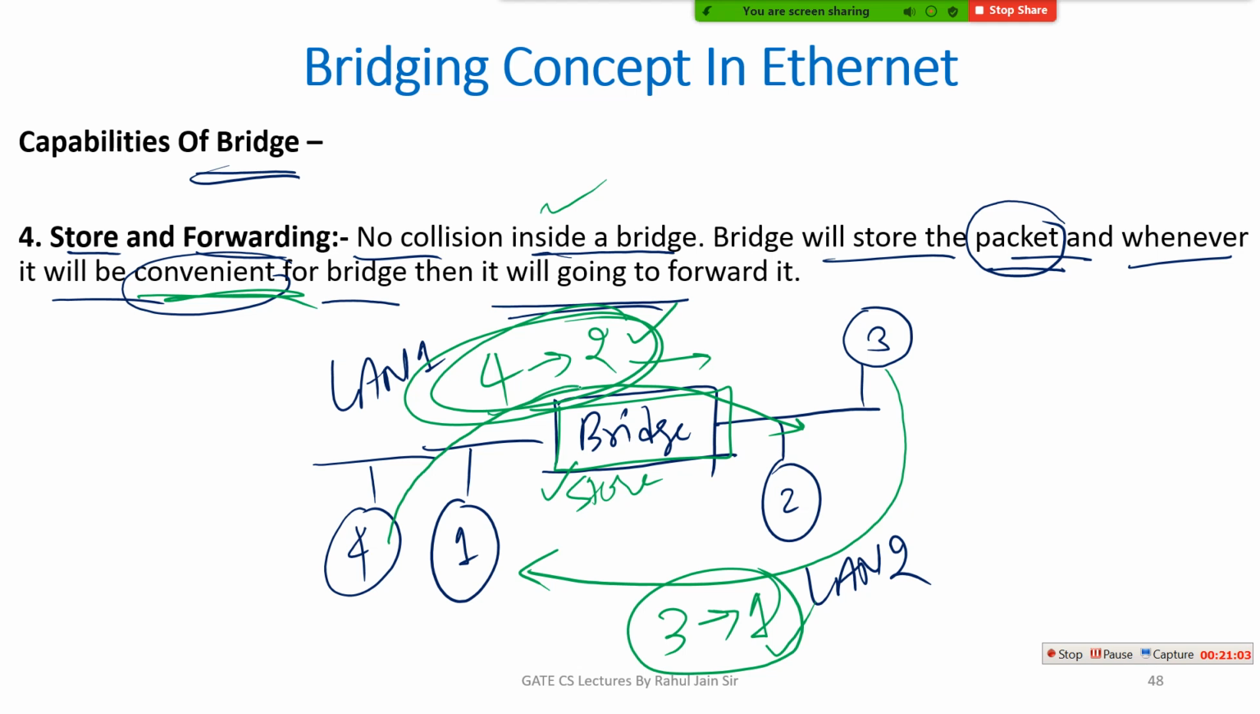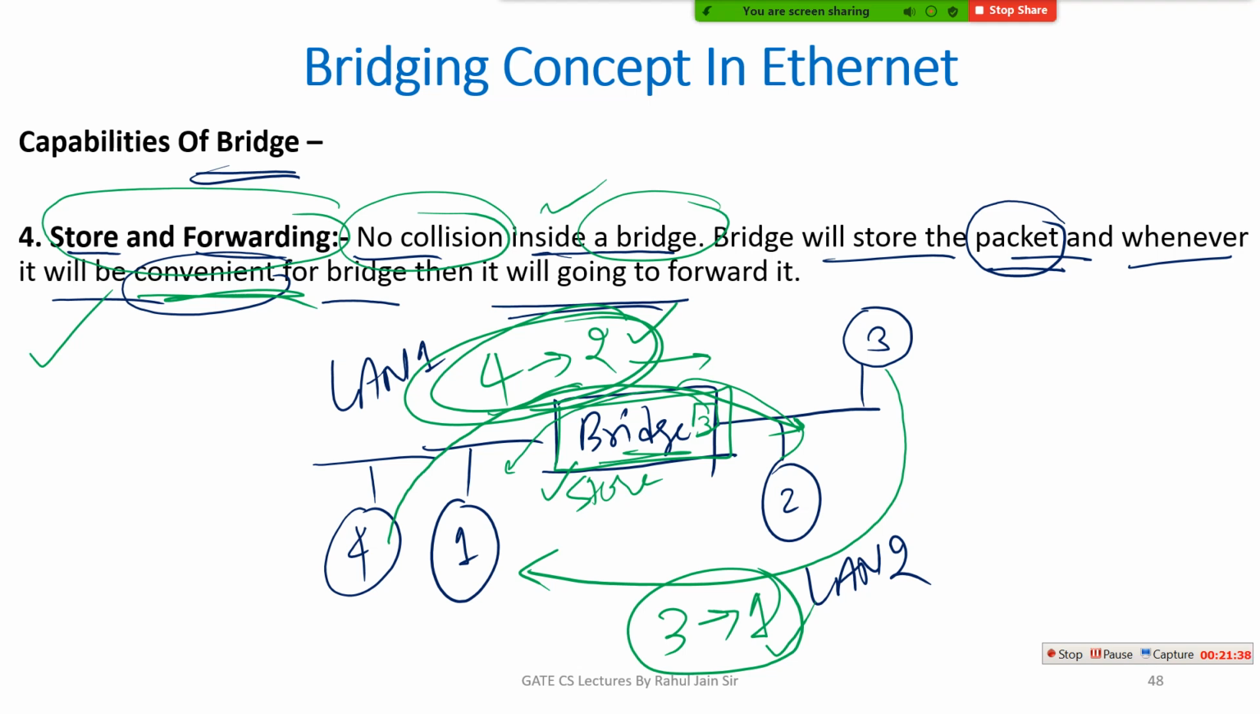Suppose the 4 to 2 packet arrives first, but at the same time 3 to 1 also arrives. So it will store the packet of 3 to 1, first forward the packet to 2, and then forward the packet of 3 to 1. So this is the store and forward capability of the bridge. By this, the bridge is capable of avoiding collision. Separate collision areas will be there. That is why the bridge is called a collision separation device between these lanes.